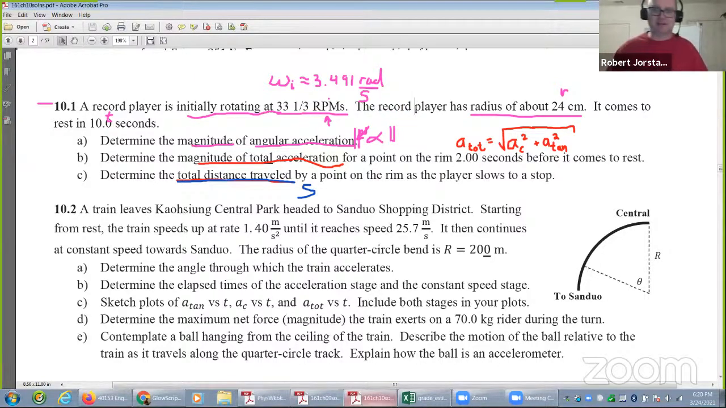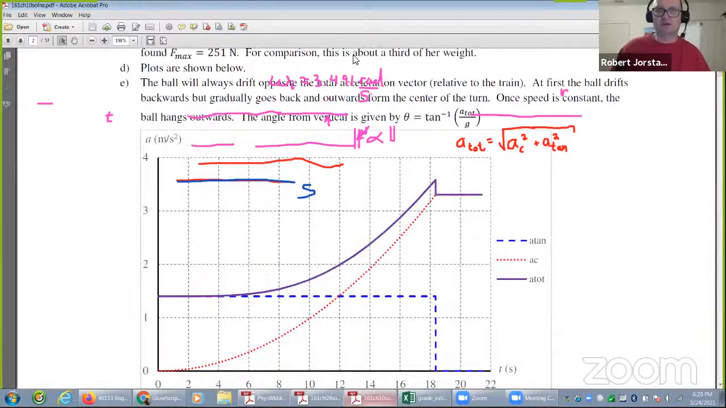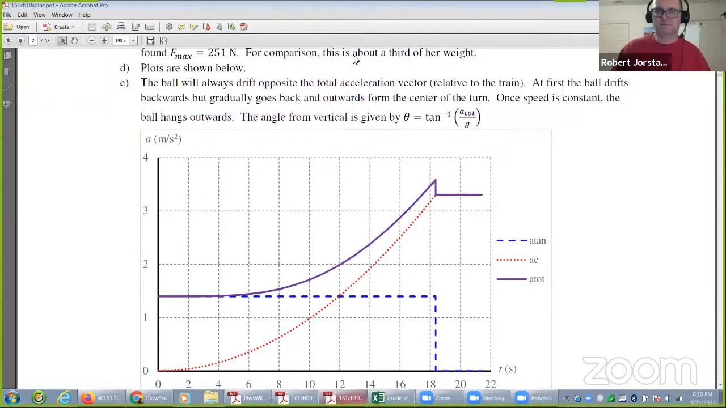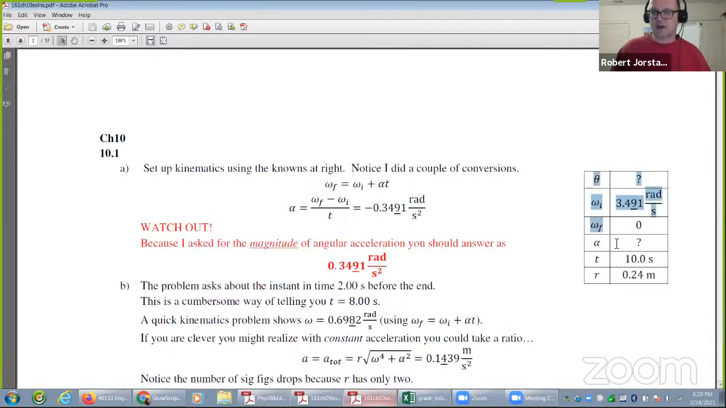And so take a look. Whoa. That's not what we want. List your knowns. Now there's an extra term down here, the radius, right? Okay, so, oh yeah. So notice here's omega final. Here's the kinematics equation. Plug in the 0. I should have plugged in omega final is equal to 0. Should have plugged that in first. Notice we get a negative number, but because I asked for the magnitude, I got to do a positive.